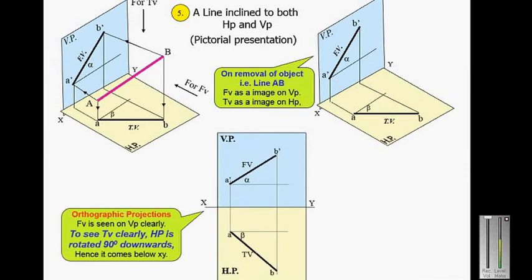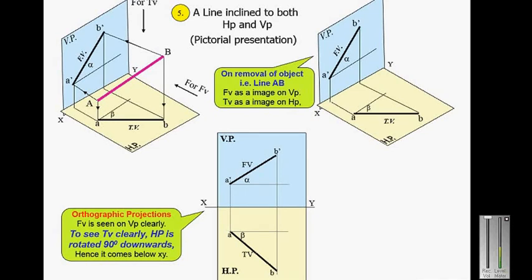So this is the front view and top view of a given line which is inclined to both HP and VP. You can see that A dash B dash is the apparent length and AB is also the apparent length. The front view makes an angle of alpha degree with HP or the XY line. AB, the apparent length, makes an angle of beta degree with the vertical plane.